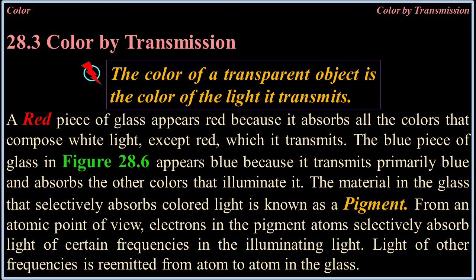The material in the glass that selectively absorbs colored light is known as a pigment. From an atomic point of view, electrons in the pigment atoms selectively absorb light of certain frequencies in the illuminating light. Light of other frequencies is re-emitted from atom to atom in the glass.